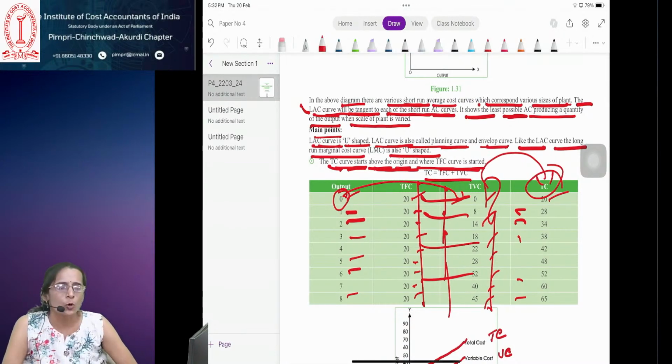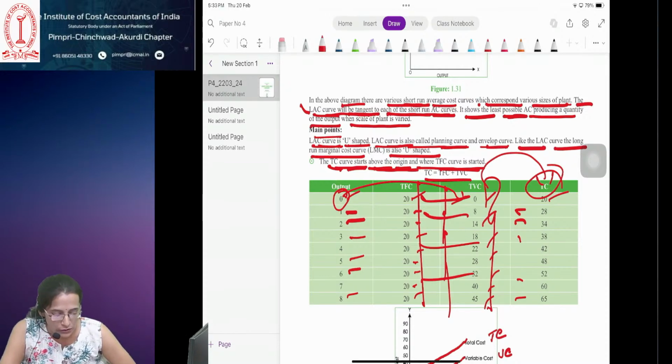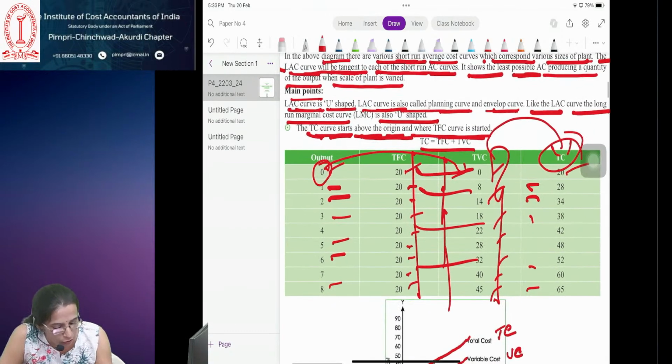So what is the total cost? Total fixed cost plus total variable cost will be the total cost, right? Because cost has two components, fixed and variable. So the total cost will be the aggregation of total fixed cost plus total variable cost. So we are seeing what it is showing here. Total cost they have given.